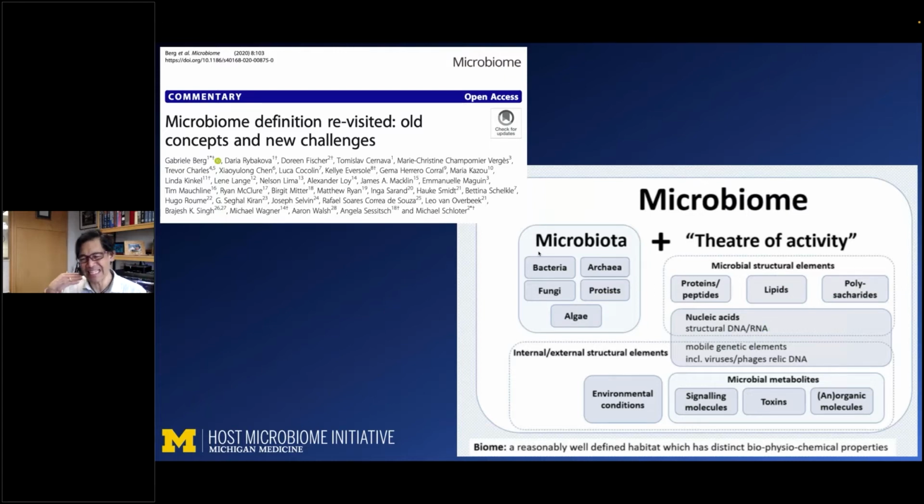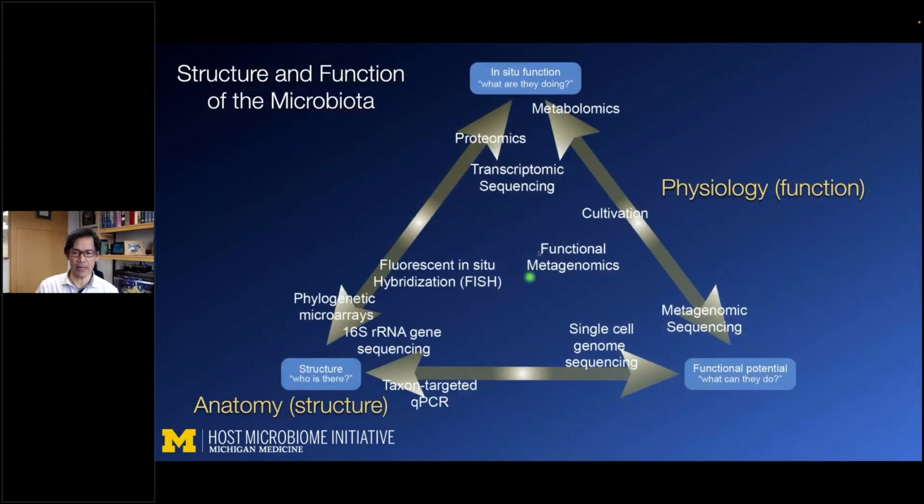I like to use the idea that this is a small biome, a small, reasonably well-defined habitat with distinct biophysical and chemical properties. That's important to me because I'm someone who's studying not just who is there, I want to know what they're doing. I'm not just interested in their anatomy, I'm interested in their physiology. What is their function? In the next talk, you're going to hear about lots of different ways that we can do this. Many of these involve very advanced, highly technical processes, but cultivation is very important as well.